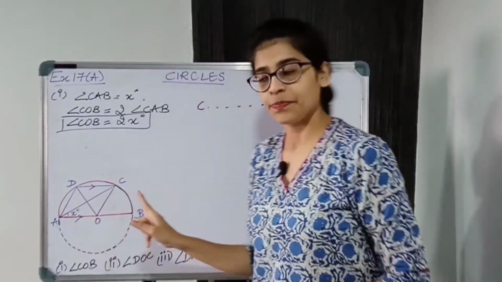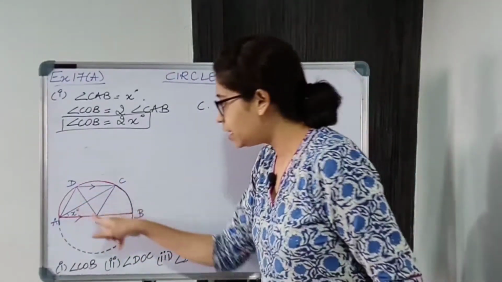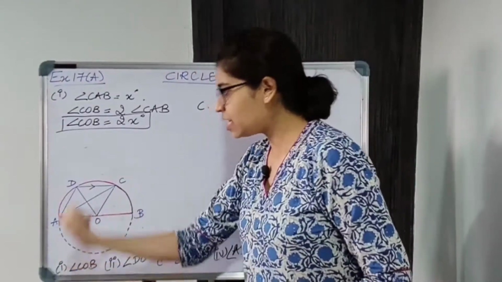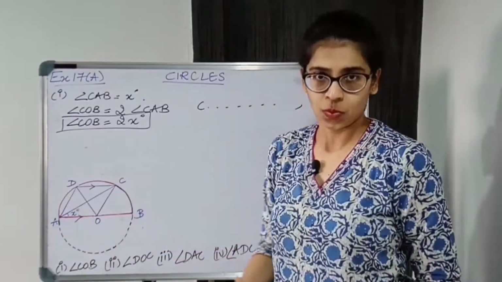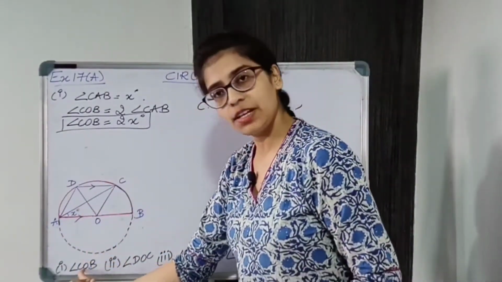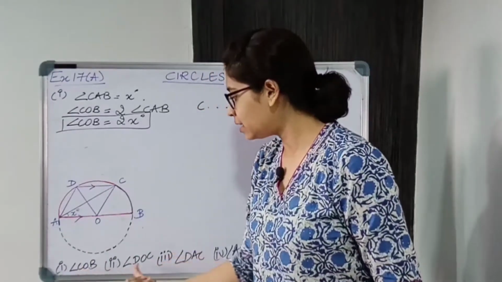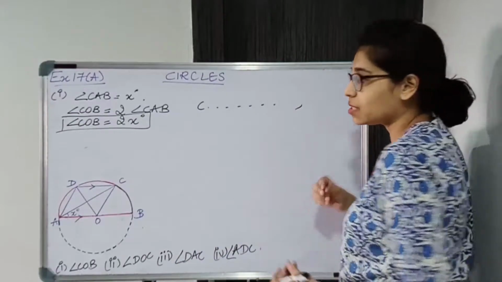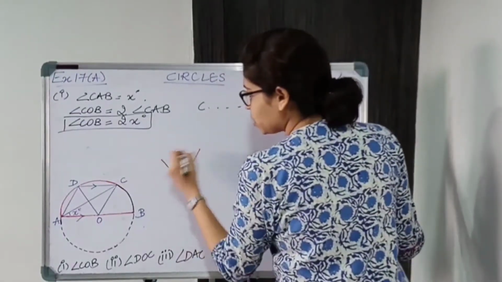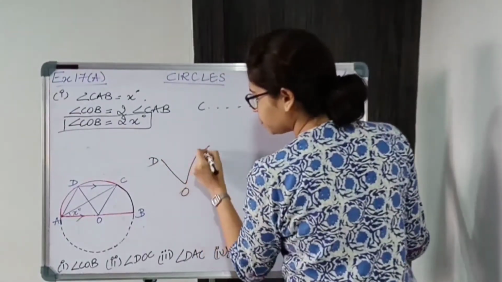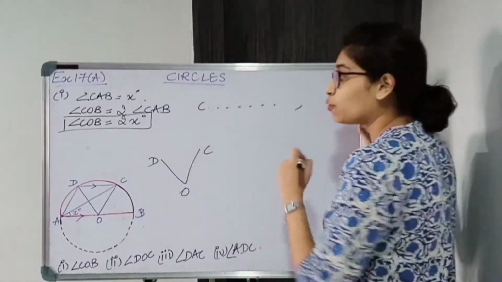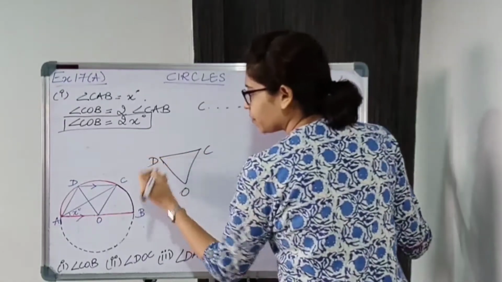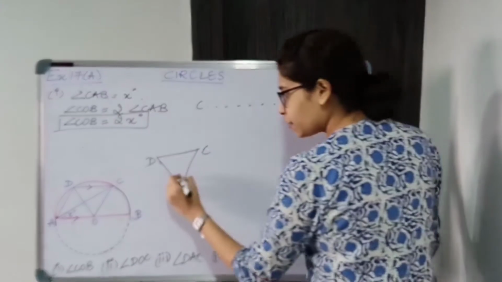Now students, for DOC we will use this COB. Okay, we will use COB to find angle DOC. So how will we use this? Angle DOC we have to find. Okay, so for that we'll consider this triangle only, DOC. We have to find this angle.